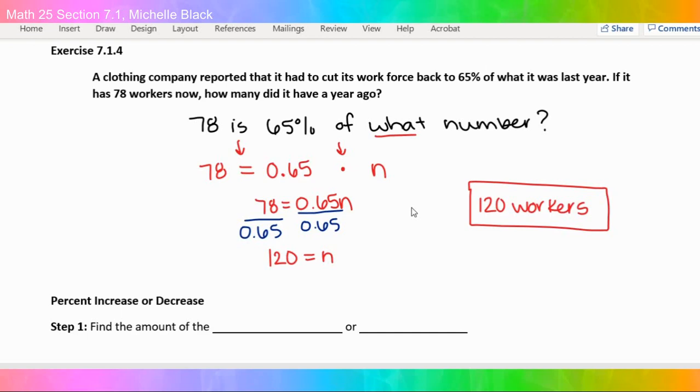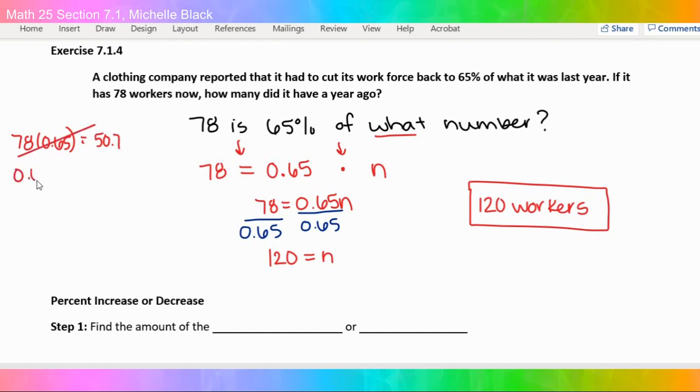Worst case, if you can't figure out how to translate it, you can just try to use common sense and do all the different options. So you could try to multiply these numbers together. If you do that in your calculator, you get 50.7. But this problem says that they had to cut back its workforce. So how could I have had less people last year if I've now decreased the number of people I have? I should have had more last year. So that one doesn't make sense.